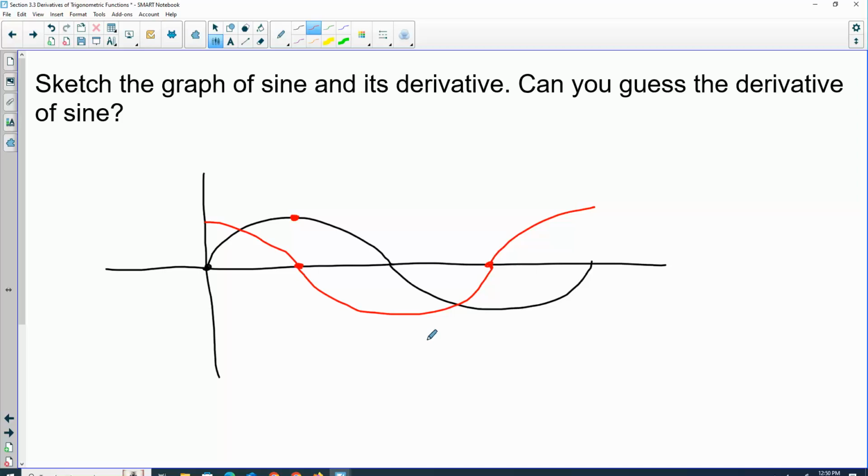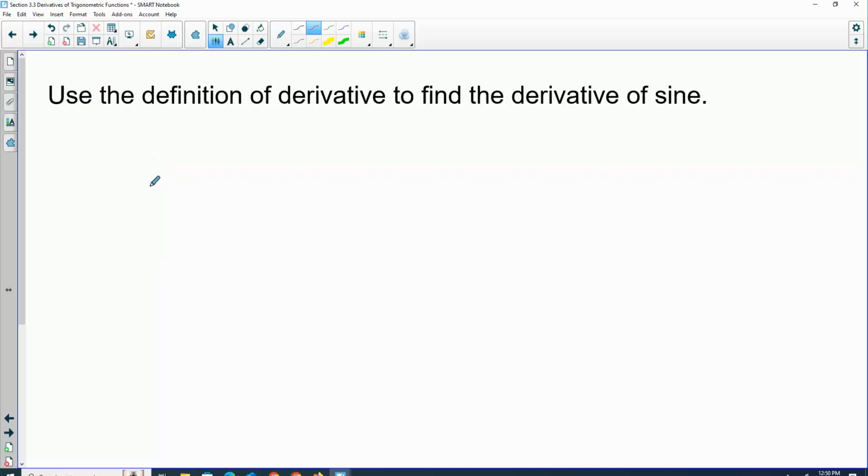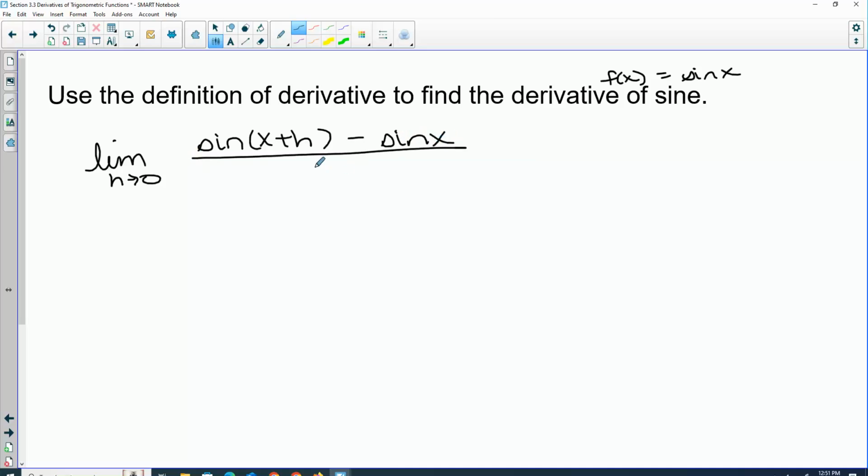Let's actually do the definition of derivatives and see. So the definition was using limits. The limit as h approaches 0 of f of x plus h minus f of x, all over h. My function is just sine x, so f of x plus h is sine of x plus h, minus sine of x, all over h. So that's our definition.